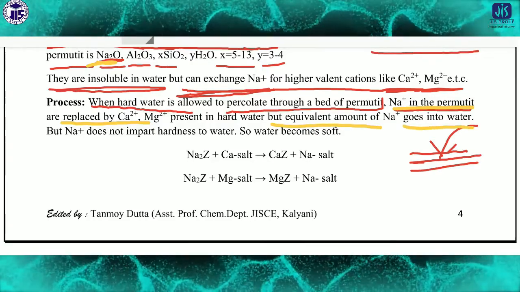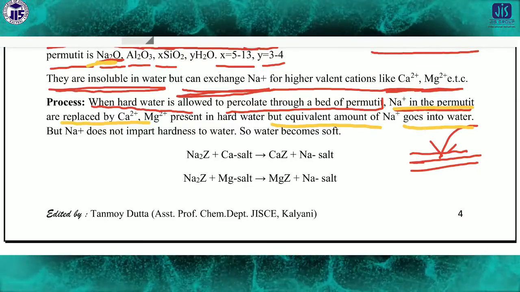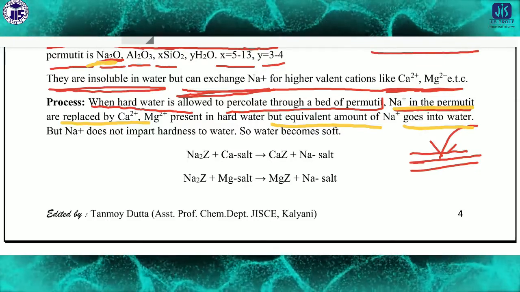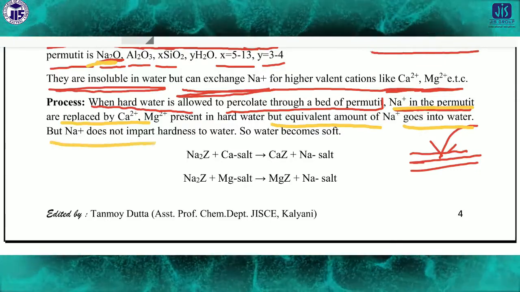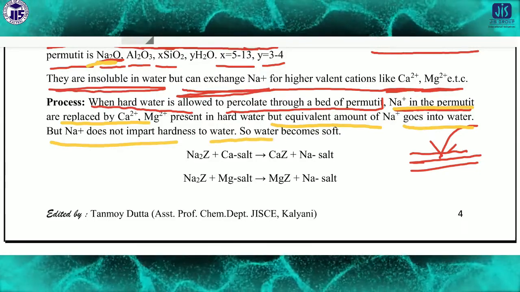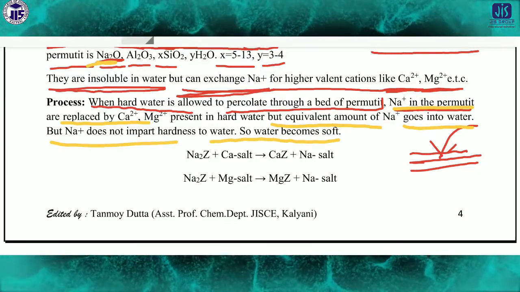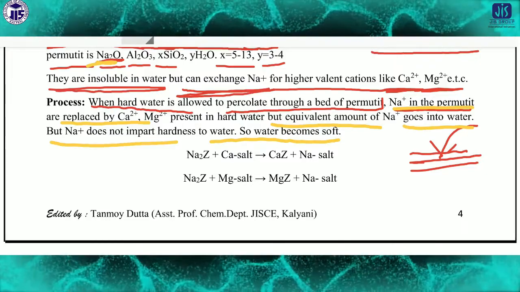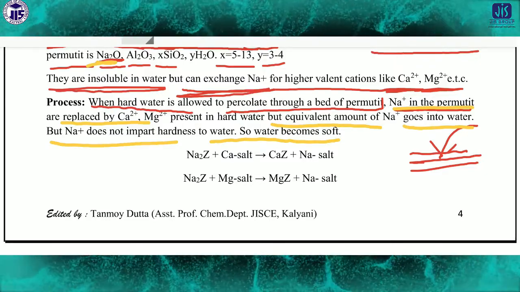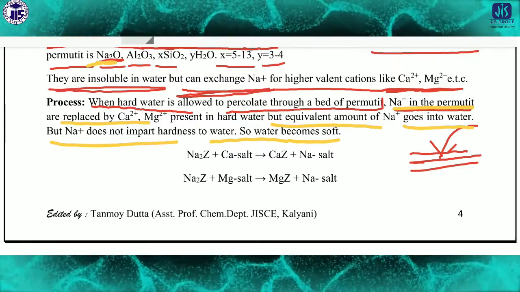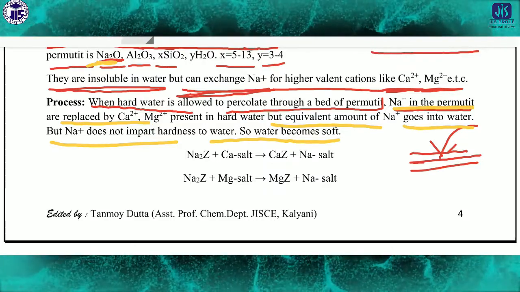So an equivalent amount of Na+ will mix with the water, but Na+ does not impart hardness, so the water becomes soft. You have to keep in mind that in this process Na+ replaces the calcium 2+ or magnesium 2+ ions.